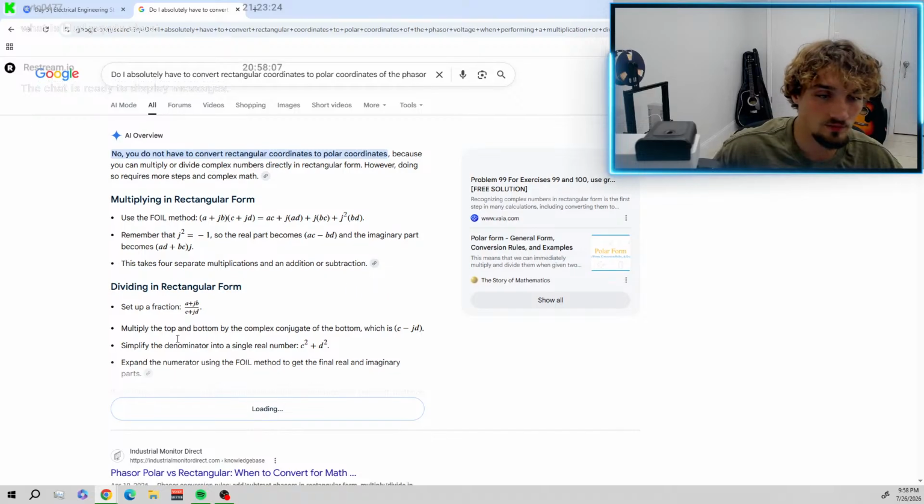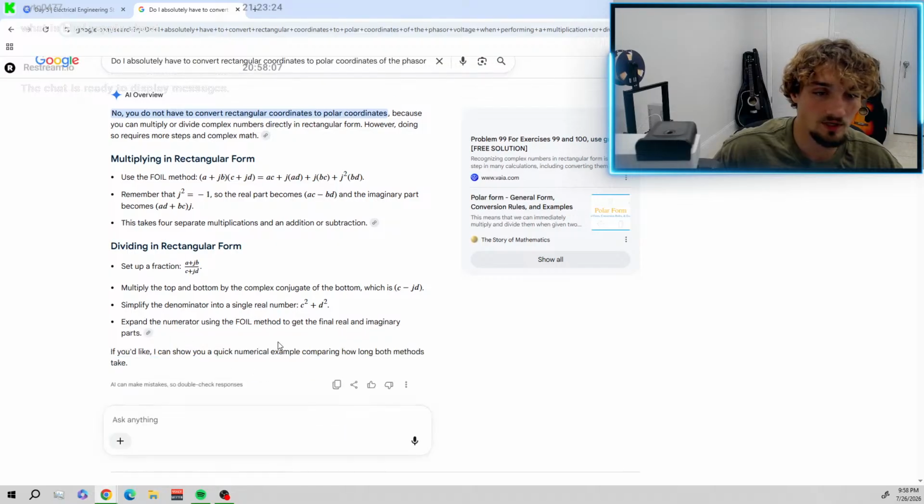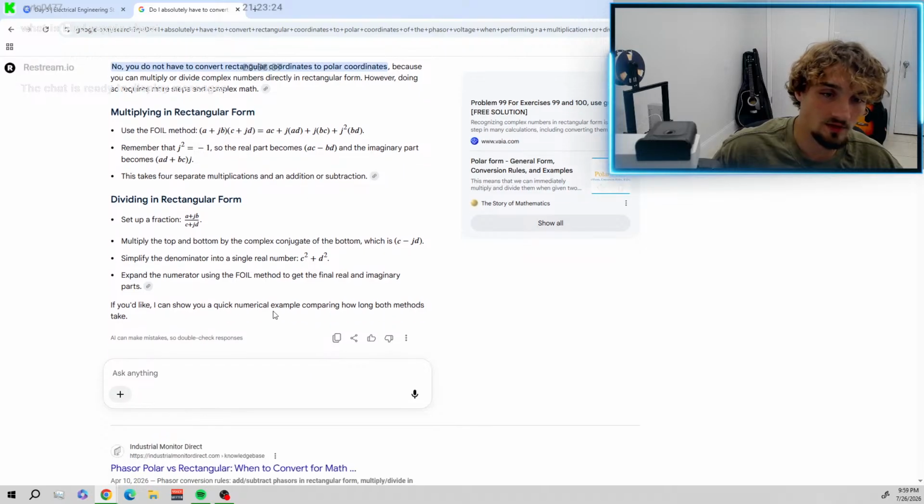Dividing in rectangular form, set up a fraction. Multiply the top and bottom by the complex conjugate of the bottom, which is C minus JD. Simplify the denominator into a single real number. Expand the numerator using the FOIL method to get the final real and imaginary parts. If you like, I can show a quick numerical example.